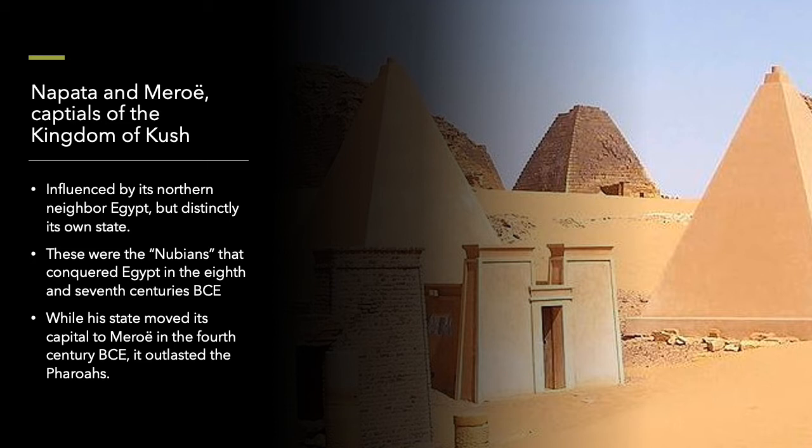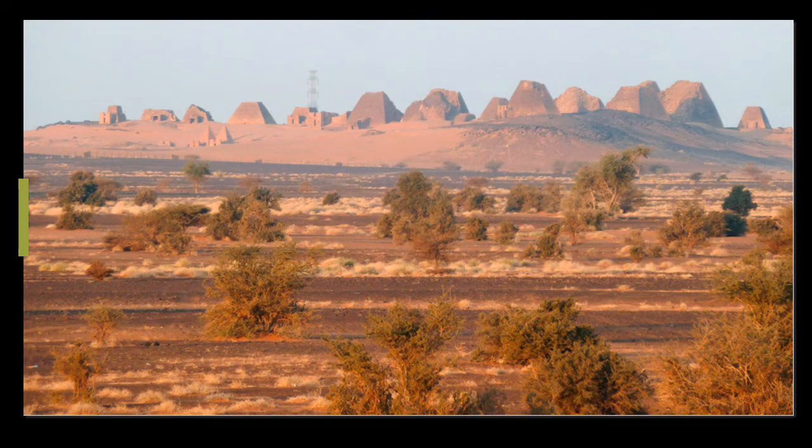These were the Nubians that conquered Egypt in the 8th and 7th centuries BCE, and the 25th dynasty of Egypt is actually from the kingdom of Kush. While this state moved its capital to Meroe in the 4th century BCE, as a political unit, it actually outlasted the pharaohs. And you can see here's another view of one of the necropoli, the city of the dead, these mortuary temples.